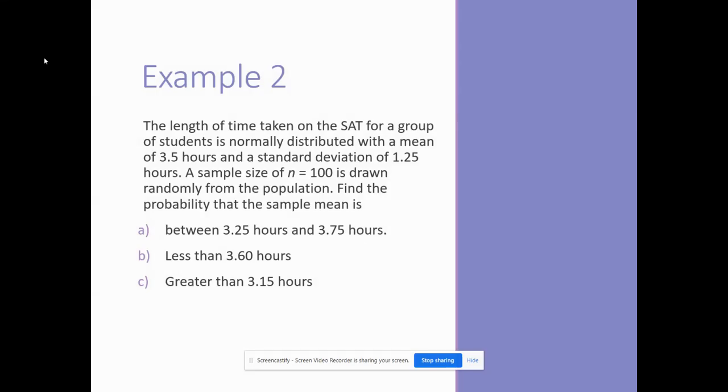And do example 2. The length of time it takes on the SAT for a group of students is normally distributed with a mean of 3.5 and a standard deviation of 1.25 hours. A sample size of 100 is drawn randomly from the population. Find the probability that the sample mean is A, between 3.25 and 3.75 hours, B, less than 3.6 hours, and C, greater than 3.15 hours.